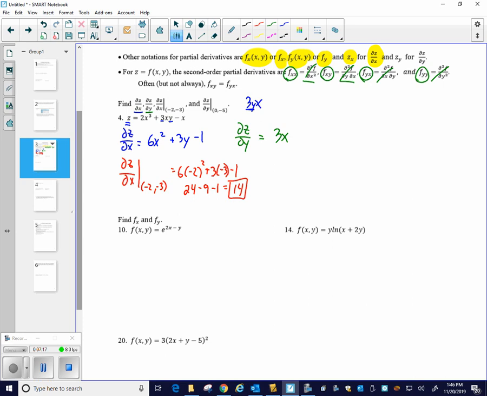And then on this one over here, it also wants us to find dz dy, but this time at the point (0, -5), which means I'm going to plug 0 in for x and -5 in for y. I don't have a y in dz dy, so I'm just going to plug 0 in for x, and we get 0.